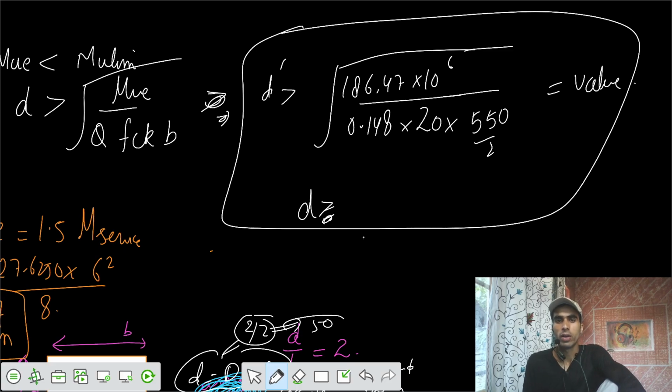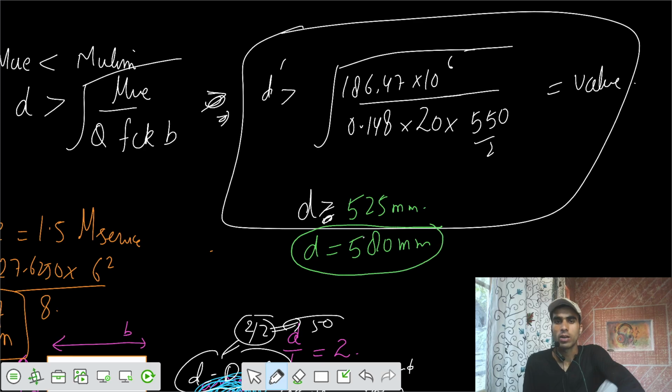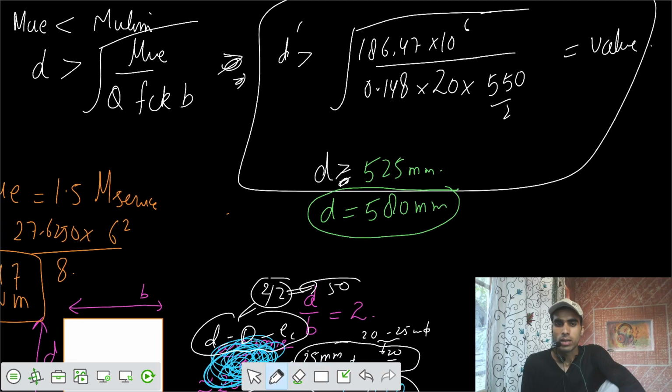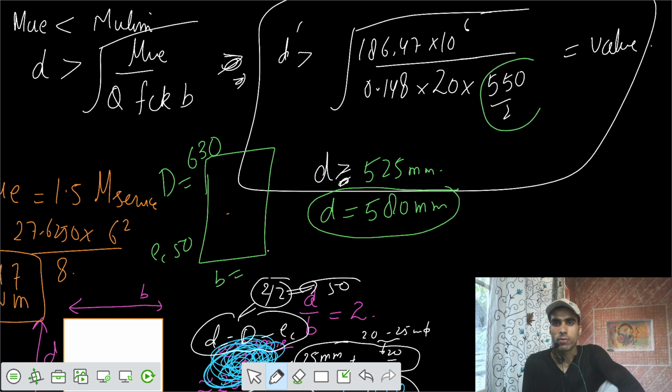Let's say your d value here was 525 millimeters, and you said that let's take that value of capital D as 580 millimeters final value. If you finally adopt that value of small d as 580, then once you said that my dimensions are fixed, we have effective cover of 50. So capital D would be 630, and my b, I have assumed that 550 by 2. So that's 550 by 2.